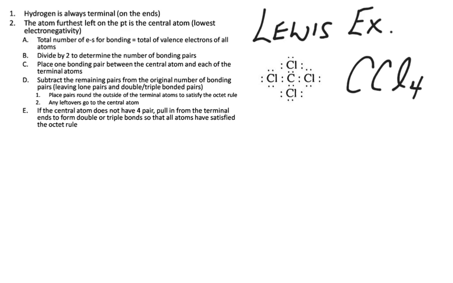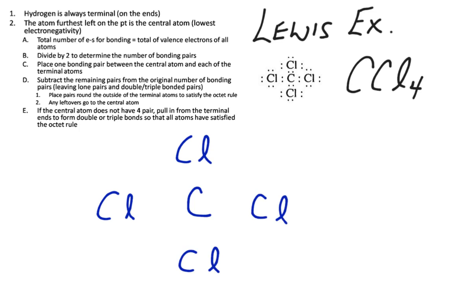So here we have an example, and the example that I've given you also provides us with the rules over here in the corner, so we can work on that as we go. Alright, so in the compound CCl4, the atom that is furthest to the left on the periodic table is carbon. So we're going to place carbon in the center. Now, because that's the central atom, we'll then place our terminal atoms around it. The next thing that we need to do is collect the total number of valence electrons to figure out how many electron pairs we have to find a home for.